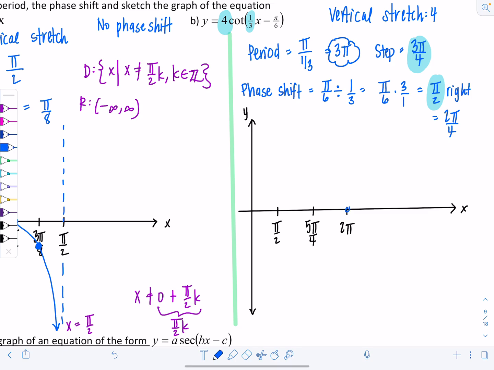So a 0 is going to be there, asymptote right here. I need 2 more x values, hang tight. So we've got 2 pi over 4, that was 8 pi over 4. Add another step, another 3 pi over 4, that's 11 pi over 4. Add another 3 pi over 4, now we're at 14 pi over 4, but that's 7 pi over 2.